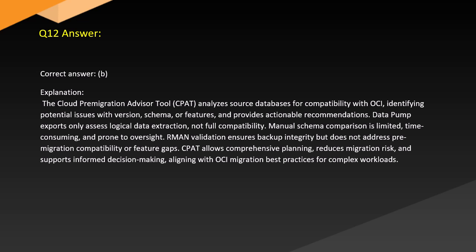Data Pump exports only assess logical data extraction, not full compatibility. Manual schema comparison is limited, time-consuming, and prone to oversight. RMAN validation ensures backup integrity but does not address pre-migration compatibility or feature gaps. CPAT allows comprehensive planning, reduces migration risk, and supports informed decision-making, aligning with OCI migration best practices for complex workloads.